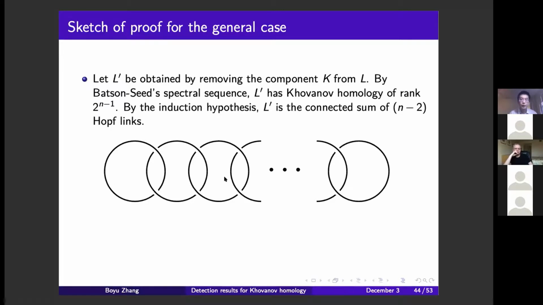And we also know that the link K must have linking number 1 with the first component and linking number ±1 with the last component, and also has linking number 0 with all the other components. And so the previous discussion on the Seifert surface of K implies that the knot K bounds a disk that intersects the first component at one point and the last component at one point, and is disjoint from all the other components.